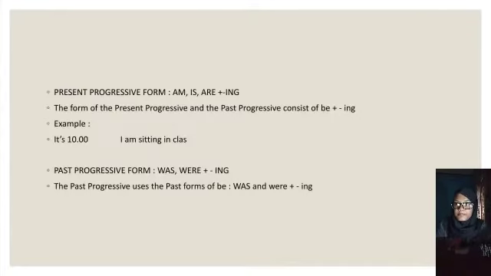And next, there is past progressive forms. So we can use was, were plus ing. The past progressive uses the past forms of be, was, were plus ing. Example, it was 10. So for Boris, we can use was sitting in class. And for we, we can use were. So we were sitting in class.